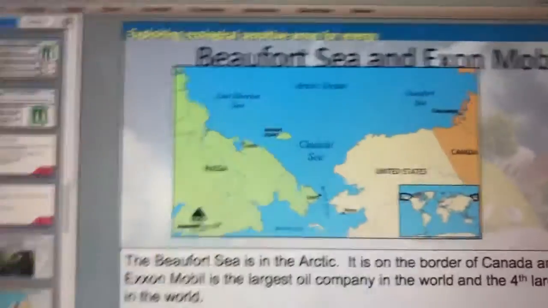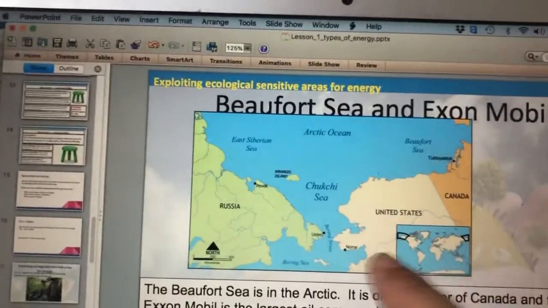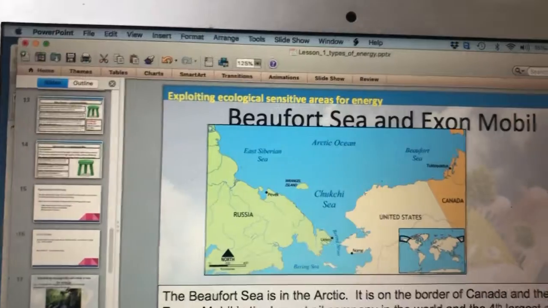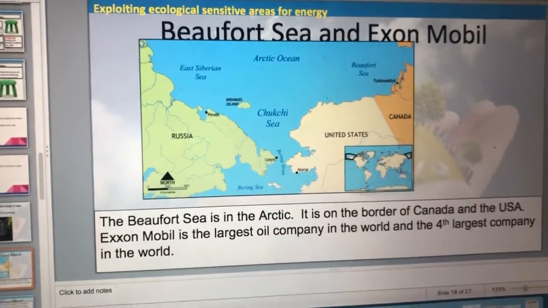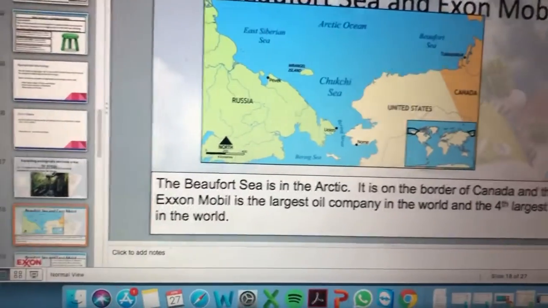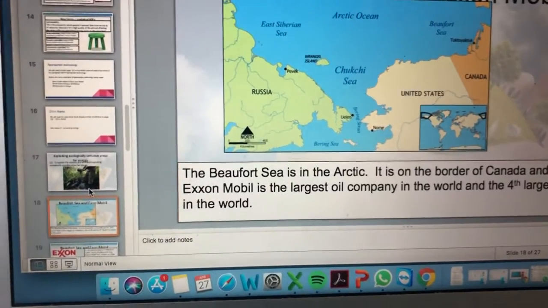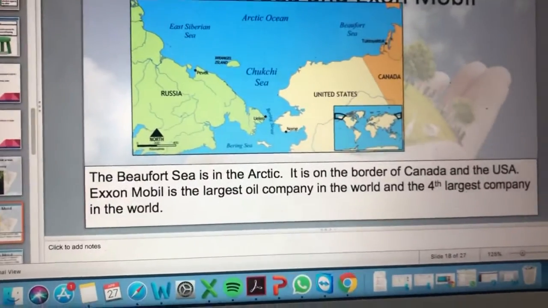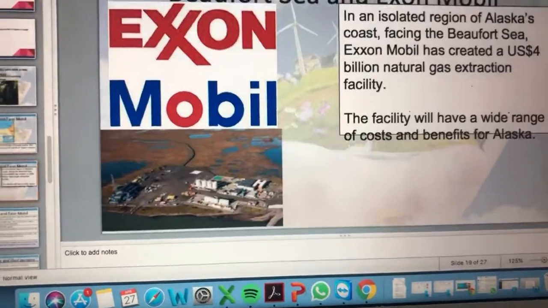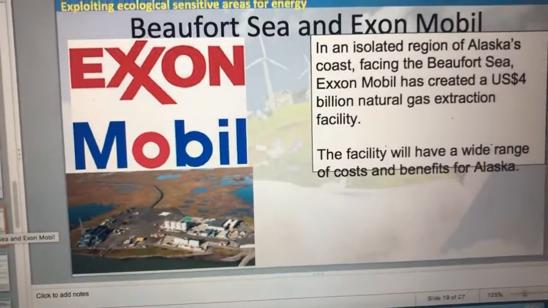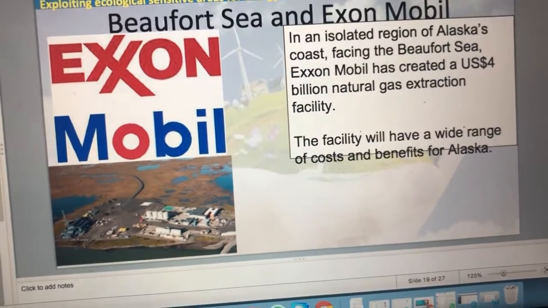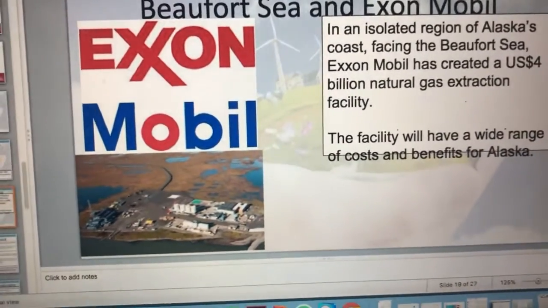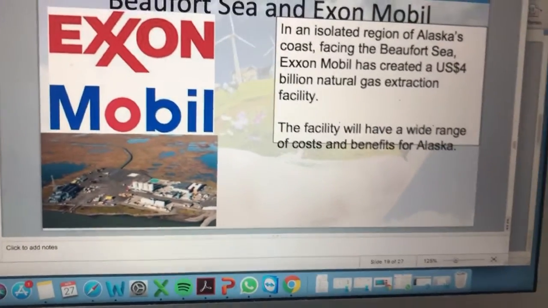This is talking about the location of Alaska. So it kind of goes over the side here. It's between the United States and Russia, okay? And with Canada on either side. We're going to look at this company called ExxonMobil, okay? And this is talking about how they set up this kind of gas extraction facility in one of the most remote regions in the world.